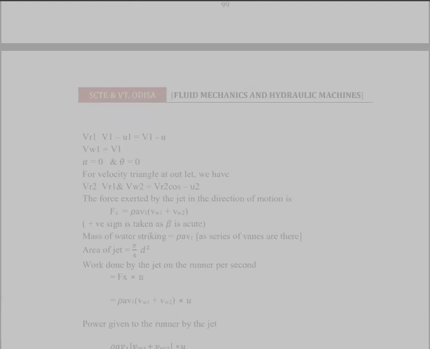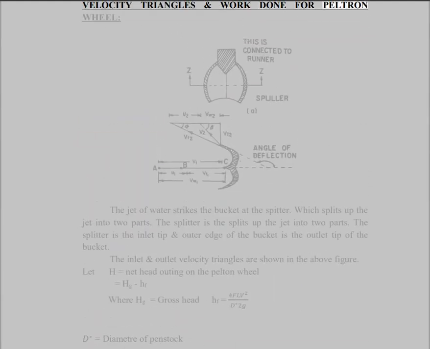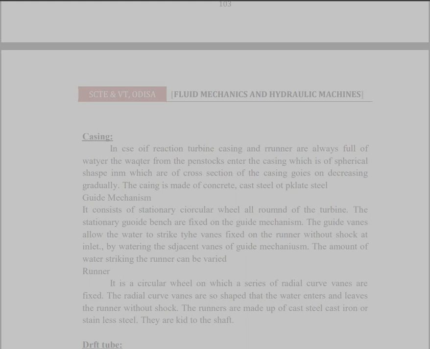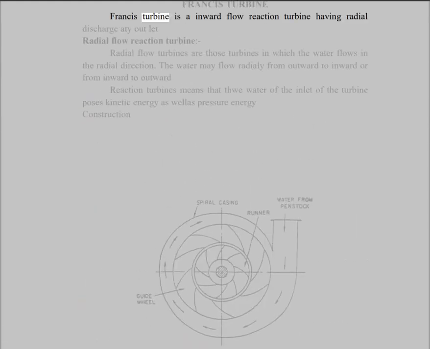99. Velocity triangles and work done for Pelton wheel. The jet of water strikes the bucket at the splitter. 103. Francis turbine is an inward flow reaction turbine, having radial discharge at outlet.